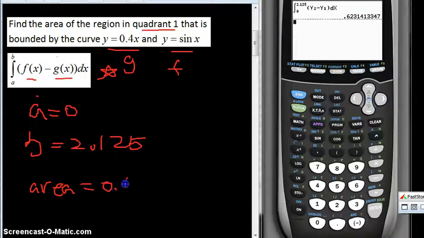Okay, so that's it. Just be careful when you are applying the formula. Make sure it is the top curve minus the bottom curve. And pay attention, sometimes they'll specify which quadrant they want, so you need to pay attention to that as well. Okay, good luck. I'll see you guys in the next video.